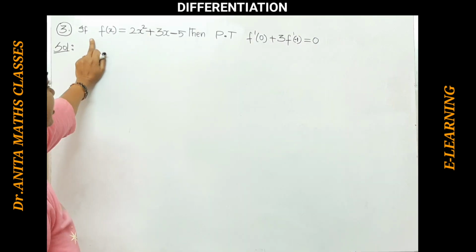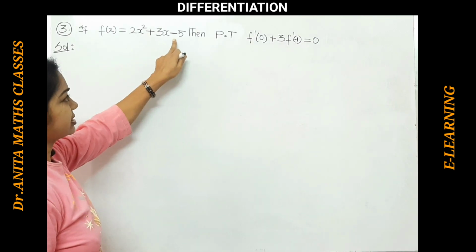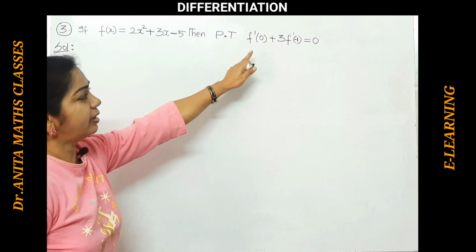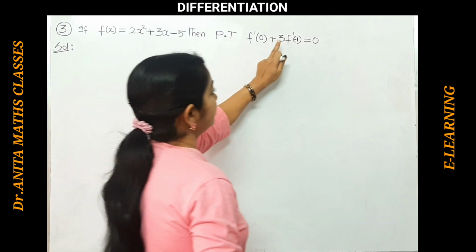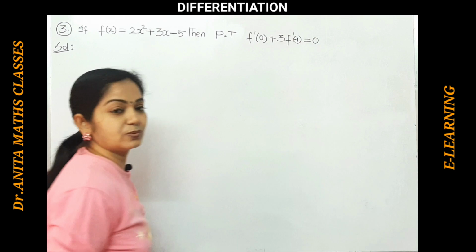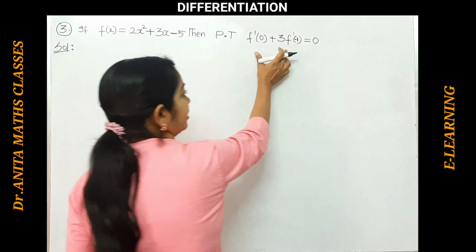Let's see the next one. F of x is equal to x square plus 3x minus 5. Then prove that f dash of 0 plus 3 f dash of minus 1 equals 0. So this we have to prove.